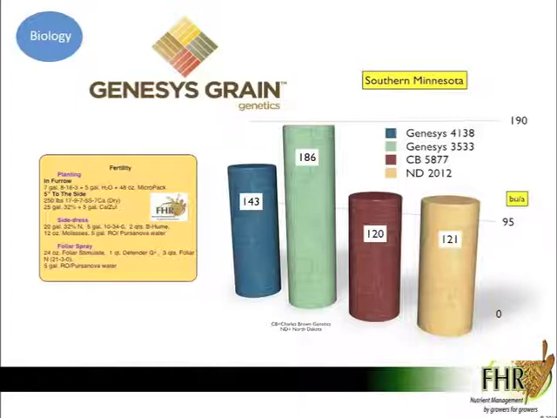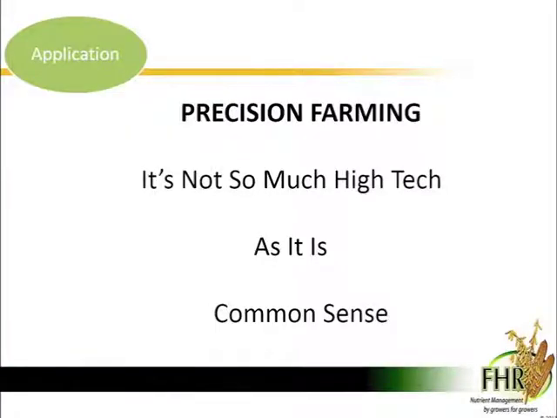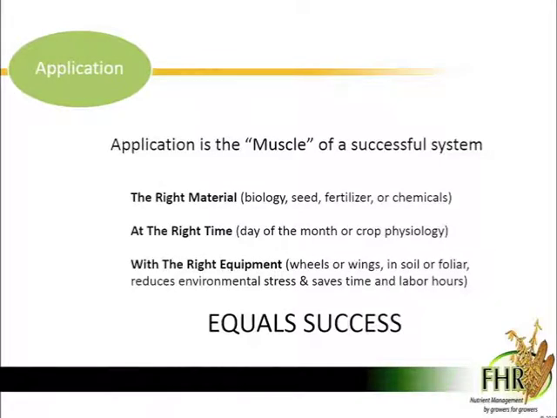Protect against stress: fertilizer with millions of microbes, Micropack, and B-Hume. Precision farming, not so much high-tech as it is common sense. The application is the muscle of a successful system: the right material, biology, seed, fertilizer, chemicals, at the right time, day of month, crop physiology, with the right equipment, wheels or wings, soil or foliar. Reduced environmental stresses, saves time and labor.